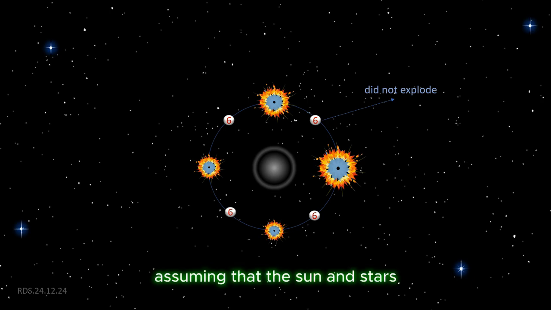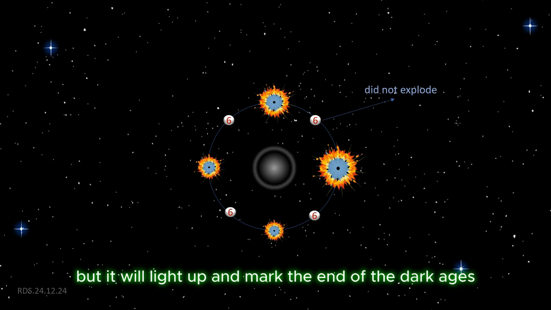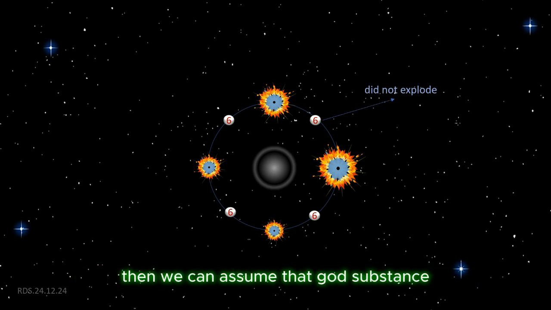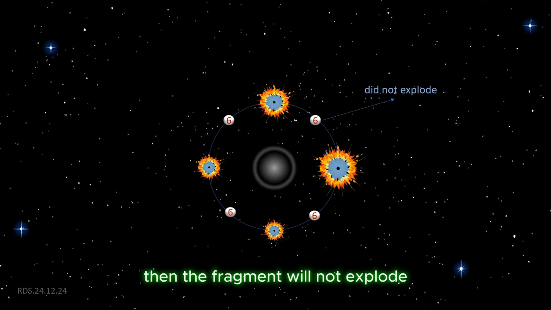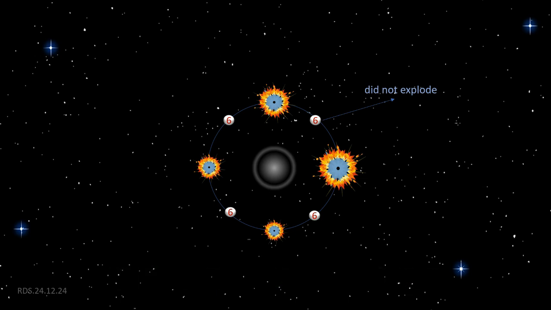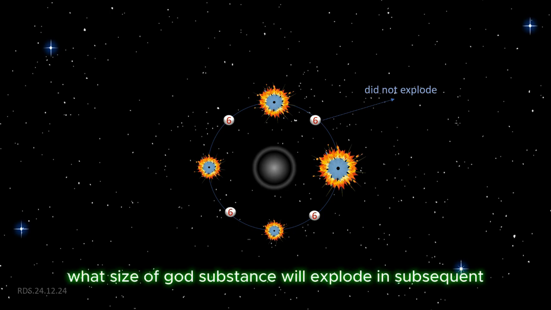Assuming that the sun and stars come from the same substance as in the first explosion, let's call it God substance, and the smallest fragments of that God substance will not explode but will light up and mark the end of the Dark Ages, then we can assume that God substance explosion will depend on the size. If the size is small, then the fragment will not explode but will light up at the end of the Dark Ages. So, what size of God substance will explode subsequently?